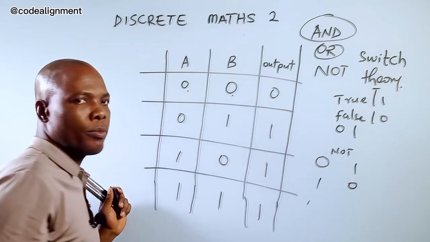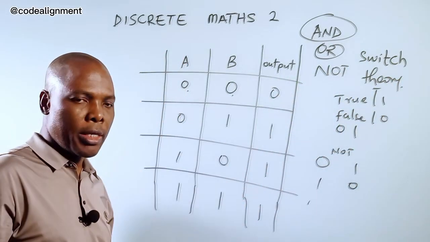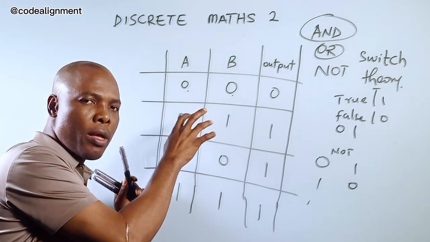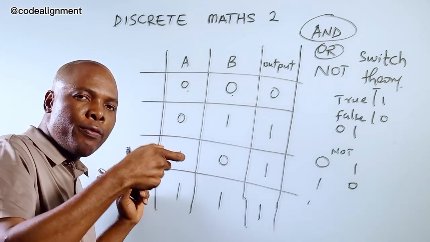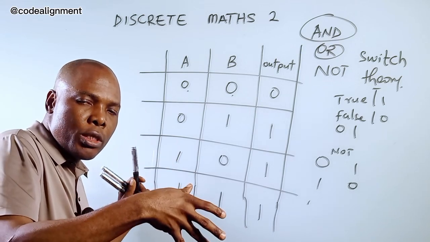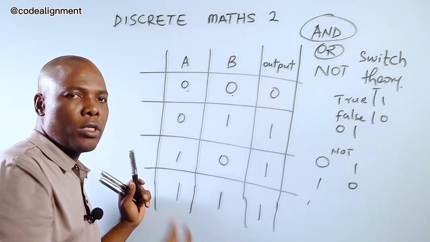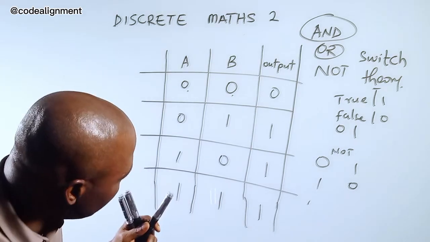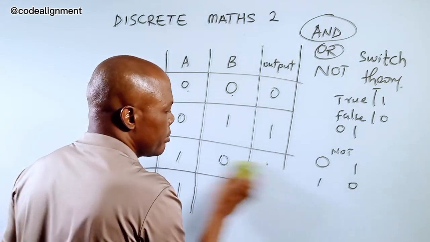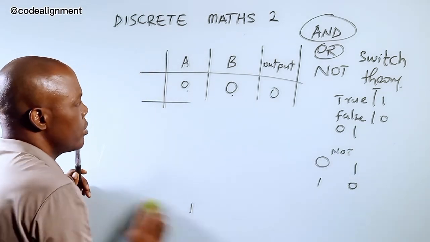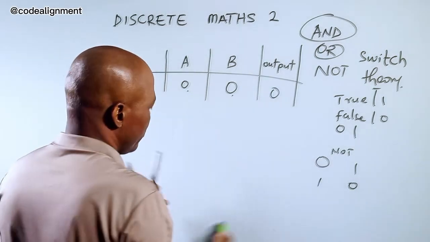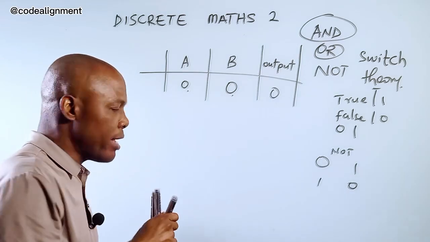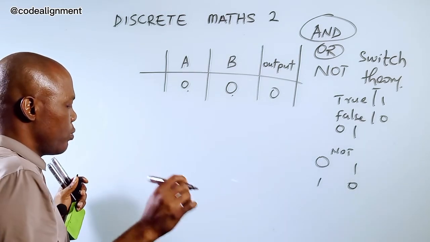So, which is the last one? What is the switch theory saying? Now, how do I take this truth table and use a physical device, a switch, to achieve it? That is the concept of the switch theory. Okay? Now, to do that, I'm going to physically use a switch device, a physical device for switching.